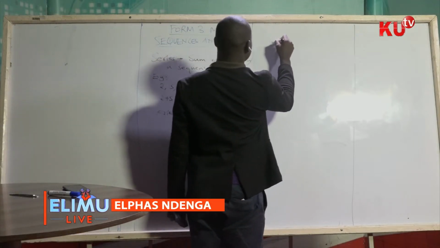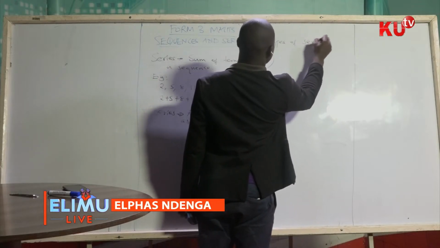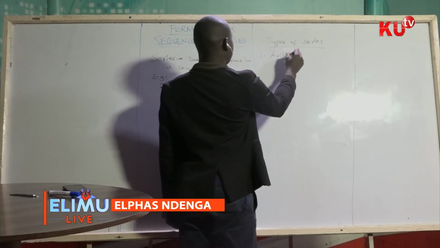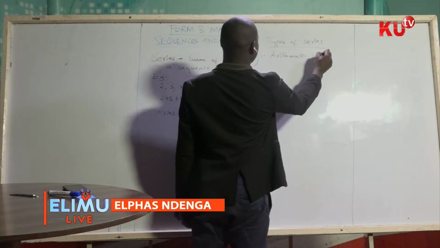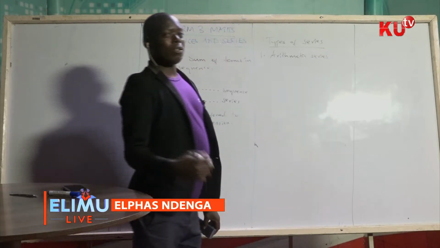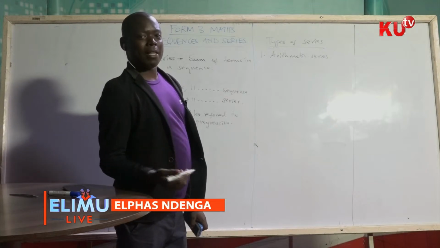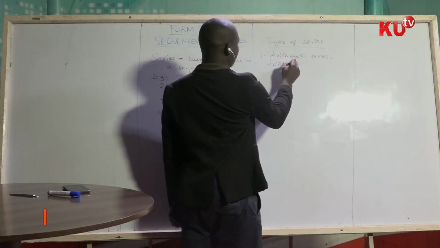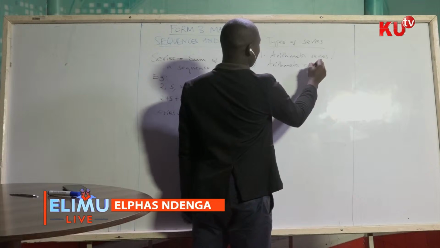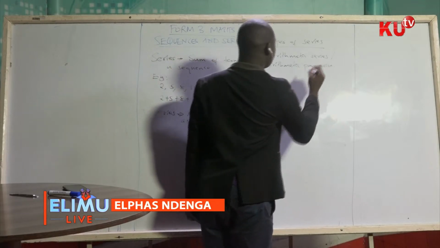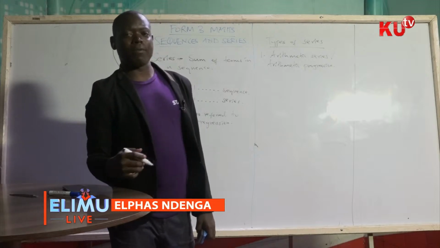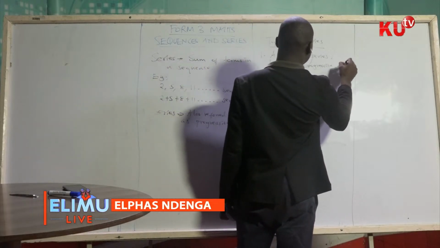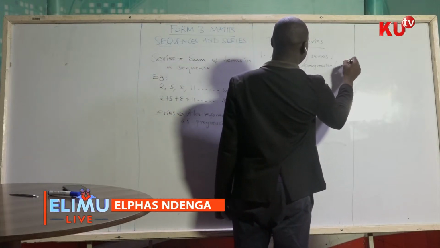Types of series. Number one, we have arithmetic series. An arithmetic series is also referred to as an arithmetic progression. Who has an idea how we represent arithmetic progression in the simplest form? Good. We represent it as AP. So when you see AP, it simply means arithmetic progression.